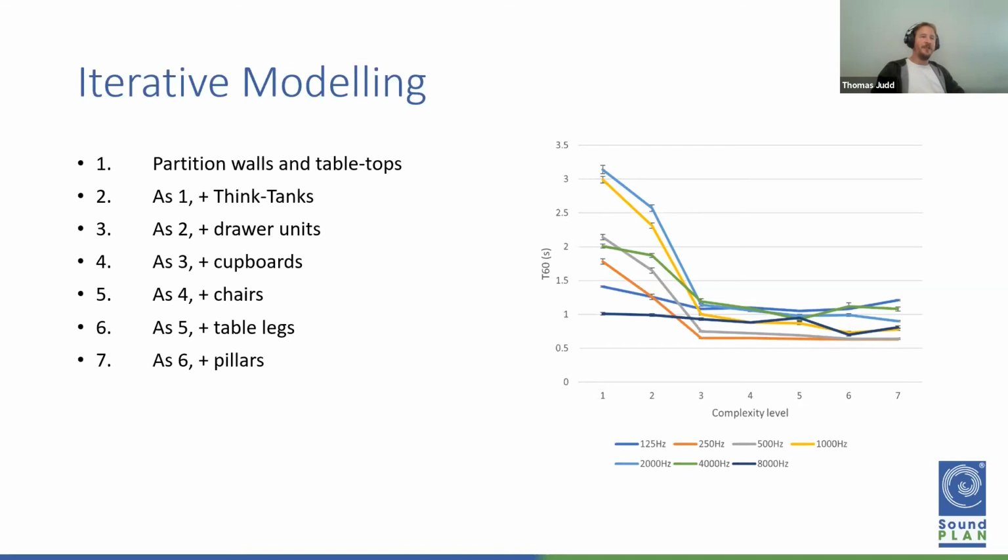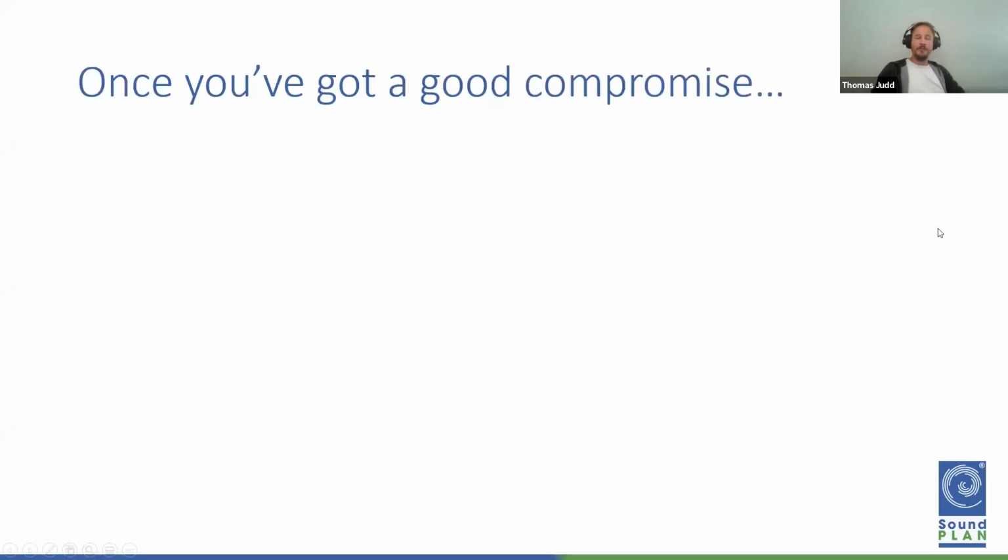So in other words, what you can say is there is really not a huge amount of point in going to complexity level 7, because that's got a lot more surfaces. It's going to take a lot longer to run, but the results are essentially the same as complexity level 3. So by doing this iterative modeling process, you can find the threshold point where you've got the minimum amount of detail required, and still your results are pretty stable. And once you've got a good compromise, you're ready to go.